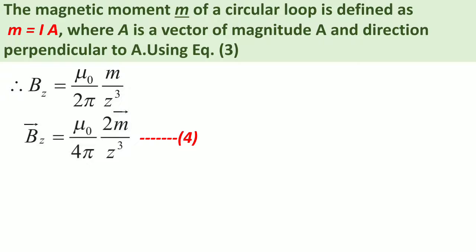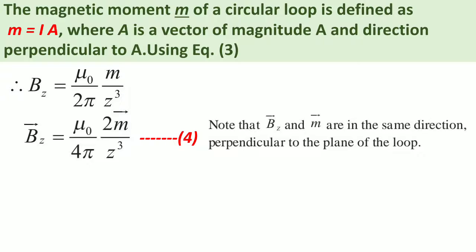Now why do we make it mu naught upon 4 pi? Why not only mu naught upon 2 pi? See, it will help you to solve the numericals because we have the constant value of mu naught upon 4 pi as 10 raised to minus 7 only. You can also write mu naught's value, that is mu naught is equal to 4 pi into 10 raised to minus 7. Yes, so it will be quite easy. Numericals will be quite easy. So that's why it is mu naught upon 4 pi 2m upon z cube.